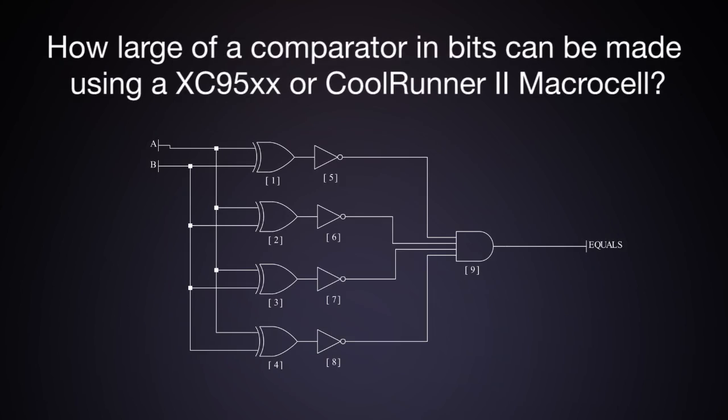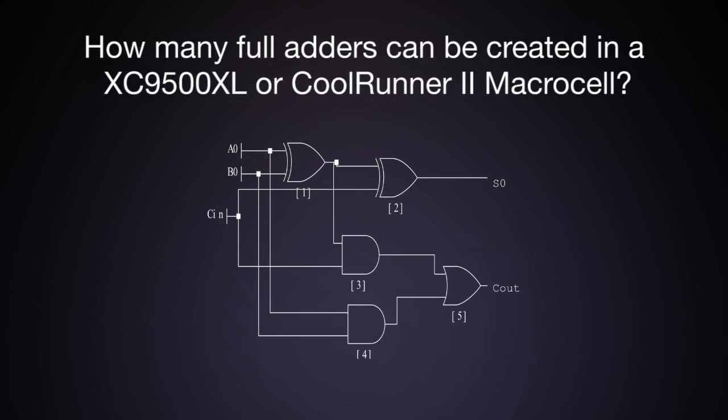Remember the 4-bit comparator? How wide of a comparator can you build with one macrocell? In theory, since 5 signals are combined, each macrocell could generate 5 bits of comparator, a fairly efficient use of available logic. From this, one could also conclude that the implementation of address decoders will be efficient. How many full adders can be made in a macrocell? Just one, as there is only one output.